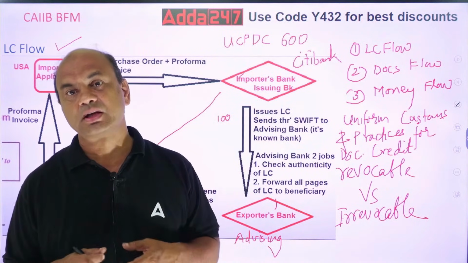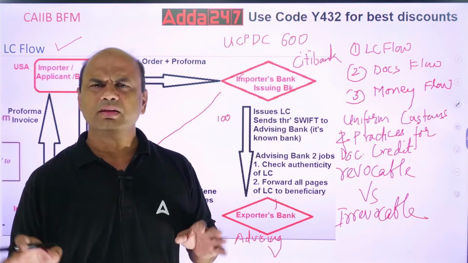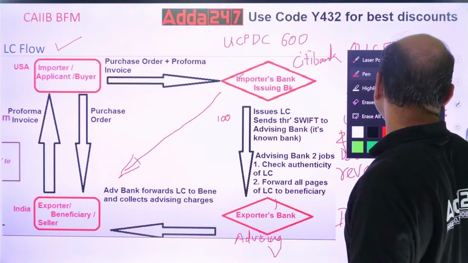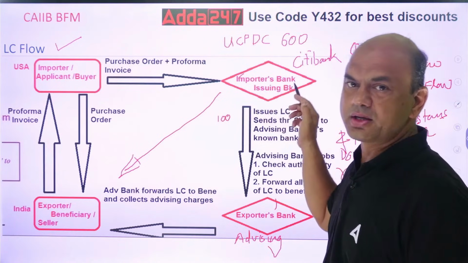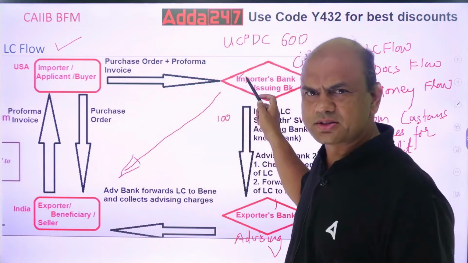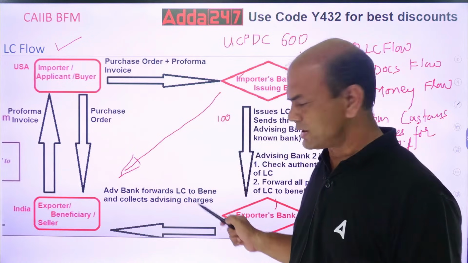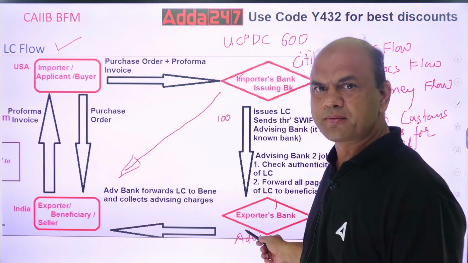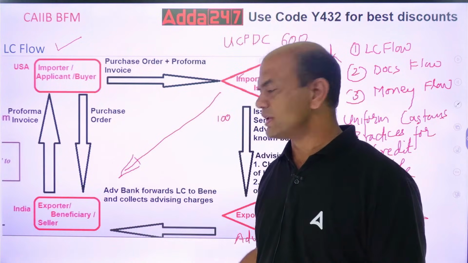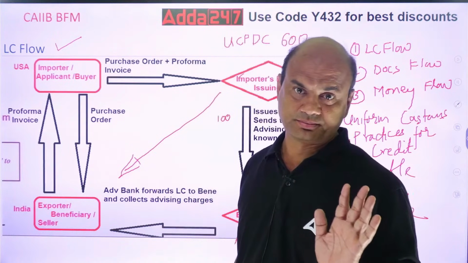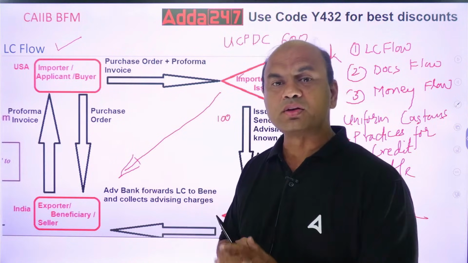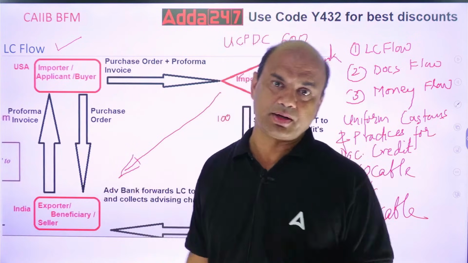Now what do you mean by this? Irrevocable and revocable. Let's take a simple example. The issuing bank issues the LC. Now pay attention. It has issued the LC, sent through SWIFT. It has reached this advising bank. From here it has reached the seller, the exporter. Now the exporter has received the LC, the physical, authentic document. Now this seller is confident that I will get the payment.